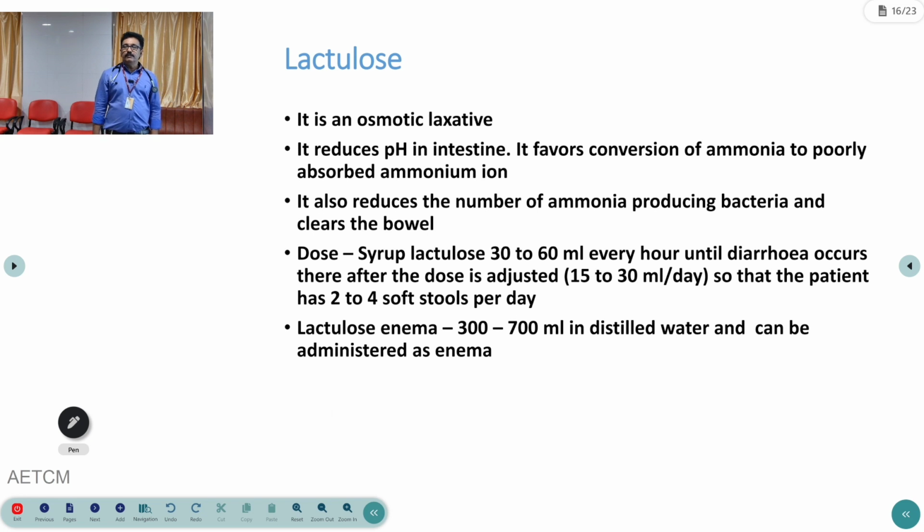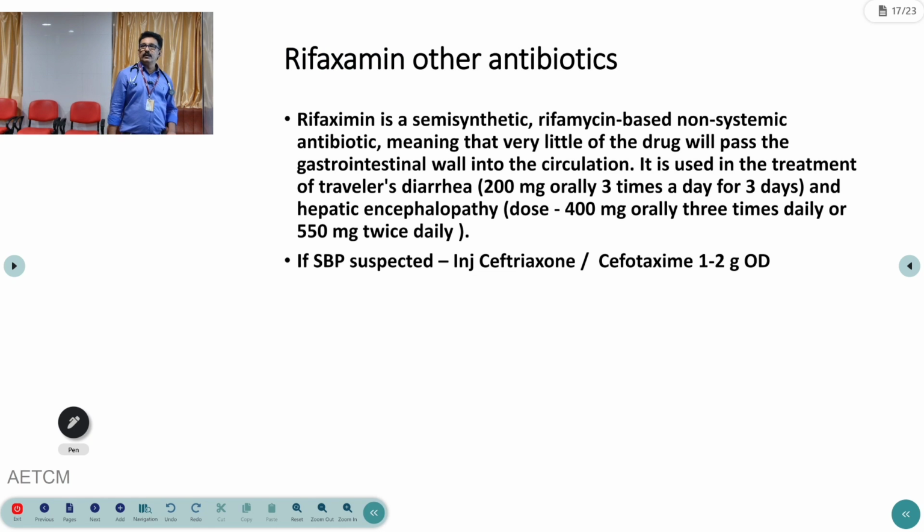Lactulose is one drug which is used to prevent hepatic encephalopathy. It's a stool softener, it can produce diarrhea, it can reduce the pH in the intestine, and it can reduce the overgrowth of ammonia producing bacteria in the intestine. So, that should be used, and it can produce at least 2 to 4 soft stools per day. So, that is very important. Lactulose can be given as an oral solution, or as a lactulose retention enema.